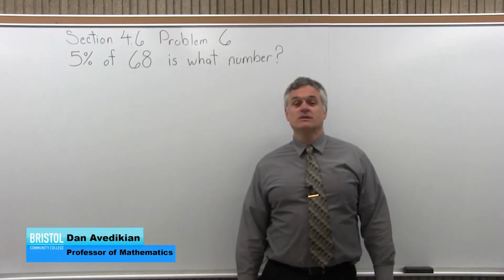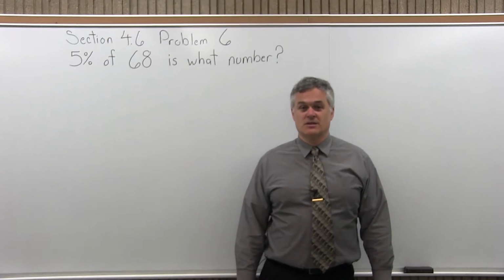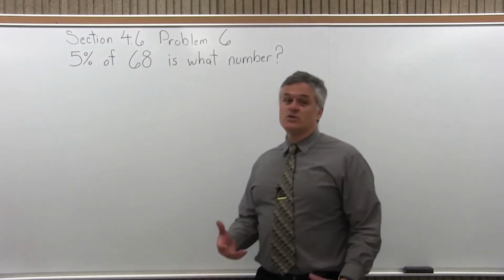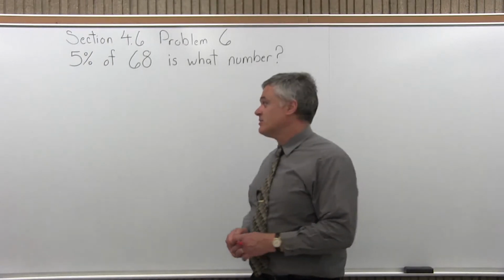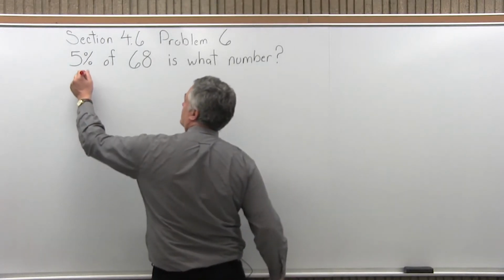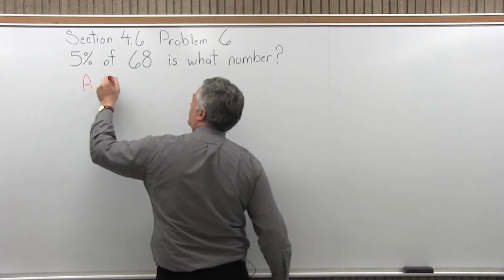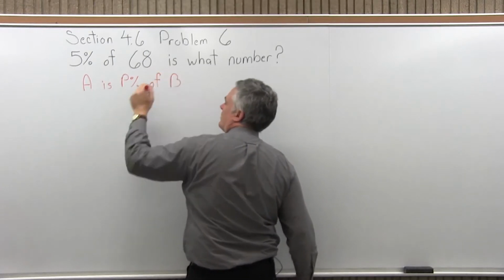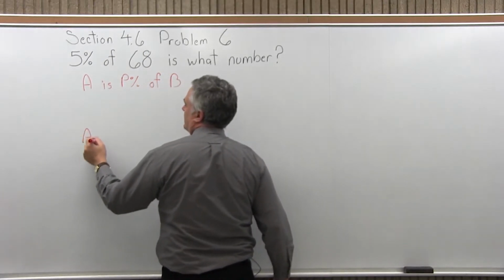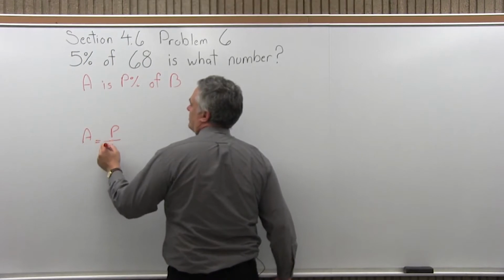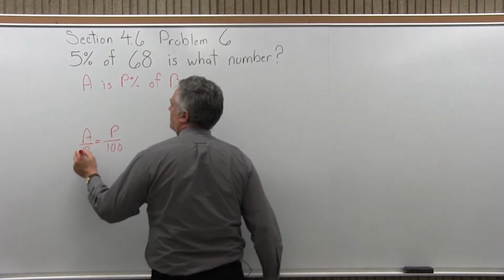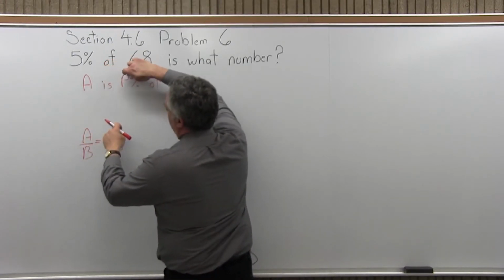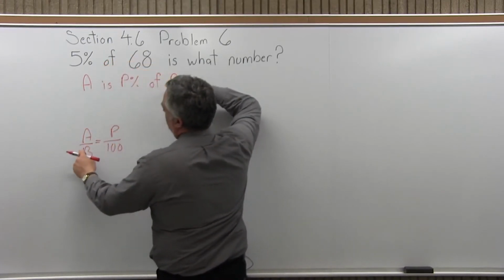This is Section 4.6, Problem 6. It says 5% of 68 is what number? To solve these problems from this section, we want to set it up as a proportion, and we want the sentence written in the form A is P percent of B. And we want to set that up into an equation, A equals P over 100, and then put a B under the A. So you go in a circle. A is P, percent is the percent symbol, of B.